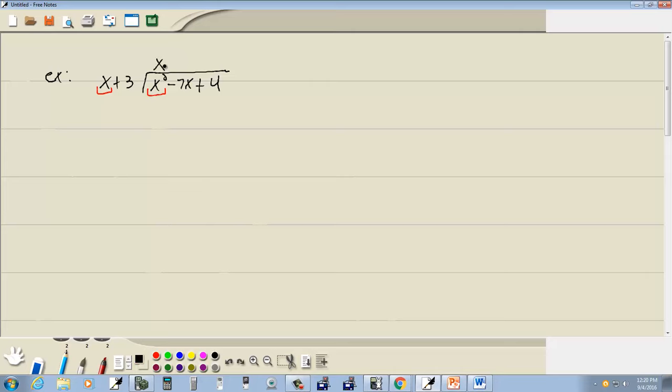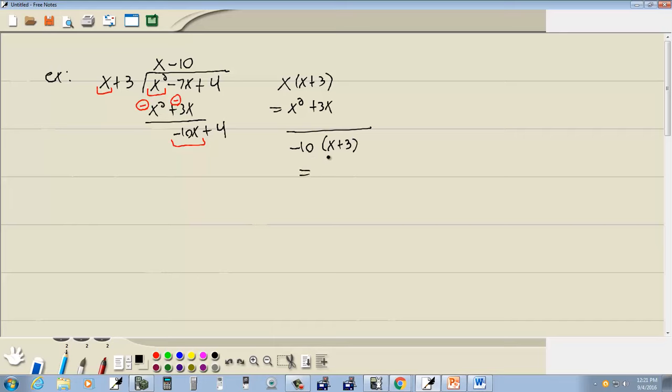Now again, we look at the first term of each side, what goes up on top. So you ask yourself, what times x gives you negative 10x? And that'd be negative 10. Now whatever we put up on top, we multiply by both terms in front. So we're going to take negative 10 times x plus 3. Negative 10 times x is negative 10x. Negative 10 times 3 is negative 30.